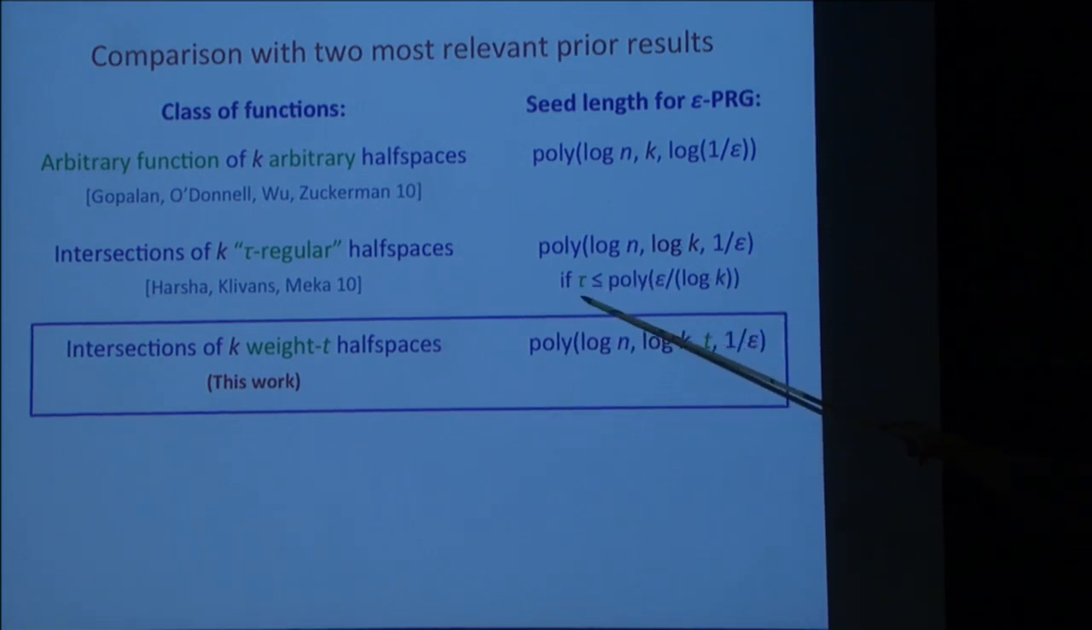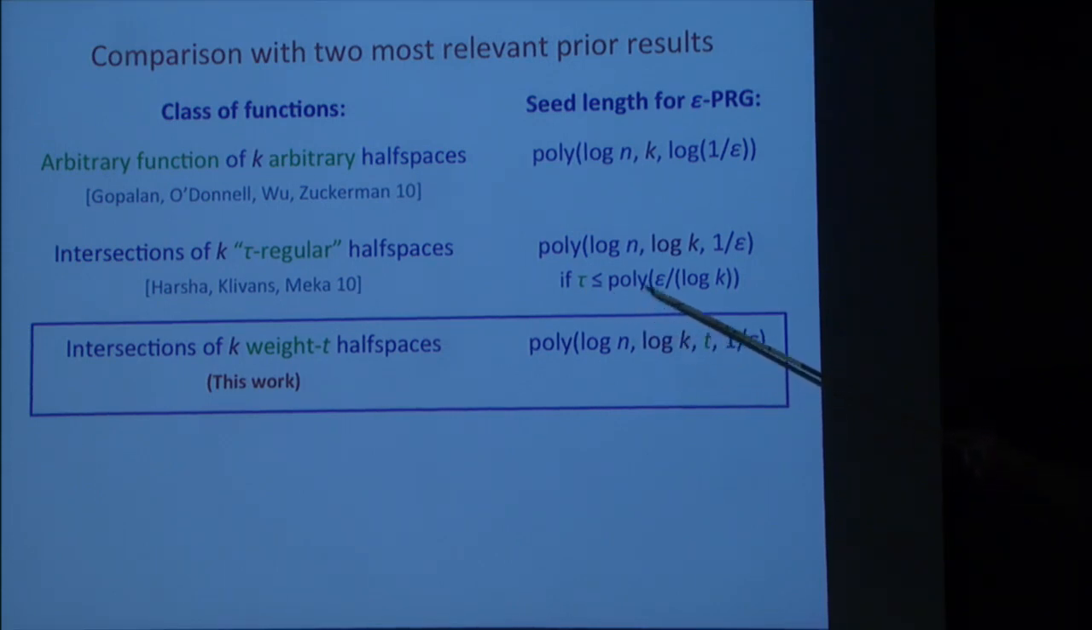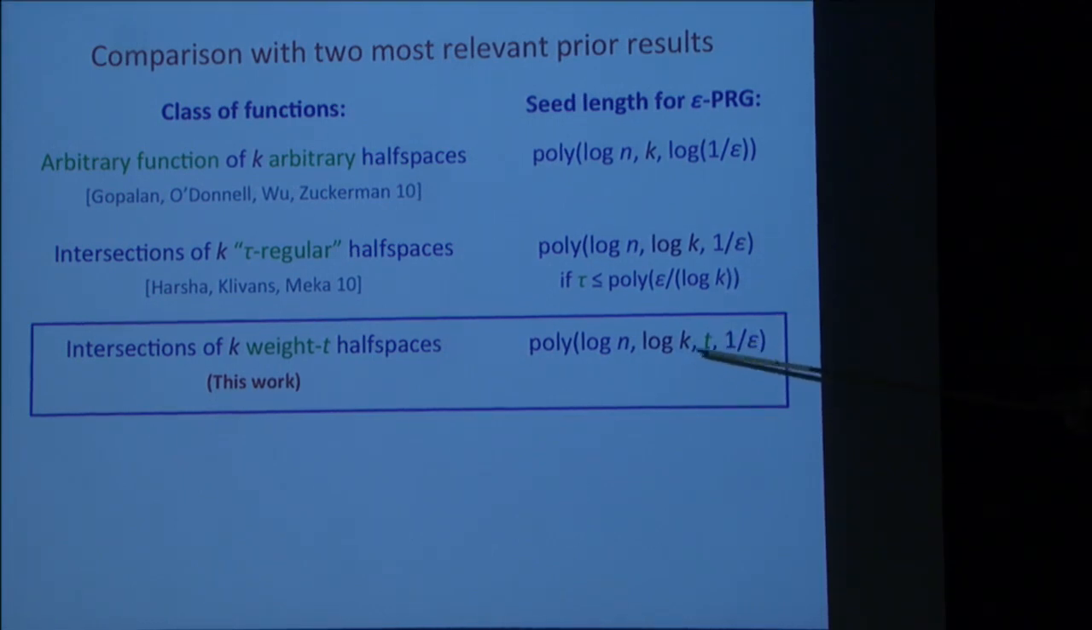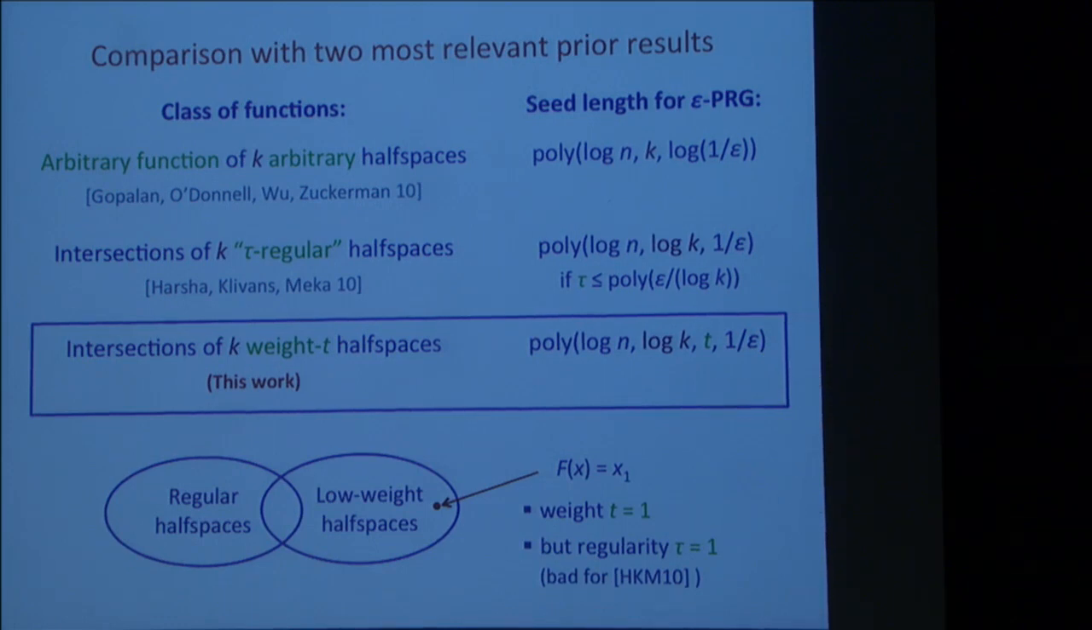The smaller tau is, the smaller the regularity parameter, the nicer the half space is, and the easier to fool. So for sufficiently regular half spaces, they were running in time polylogarithmic in n, I think again linear in n if I remember correctly, polylog k, and poly 1 over epsilon. So you can see what we're doing: we're achieving a result like theirs, but now we have this dependence on the weight of the half space. So how does our result compare with their result?